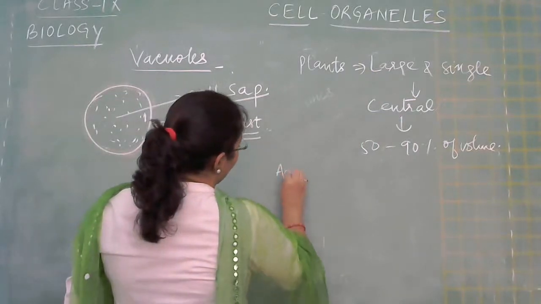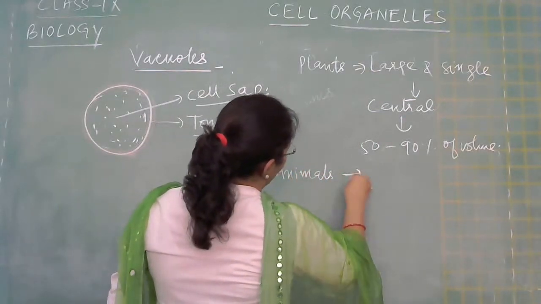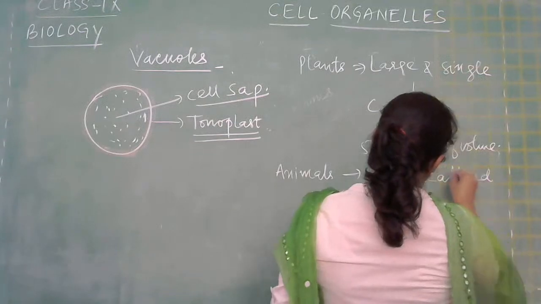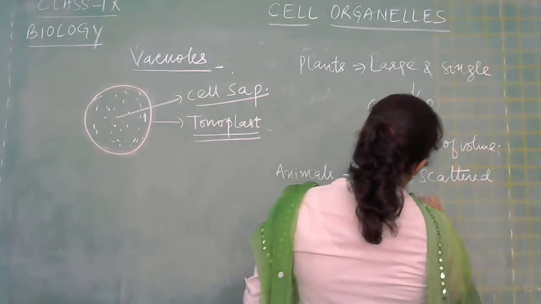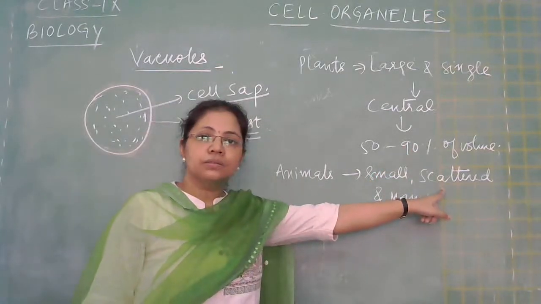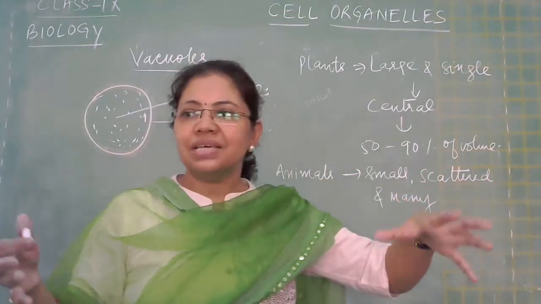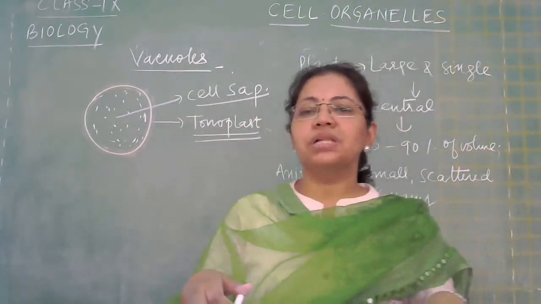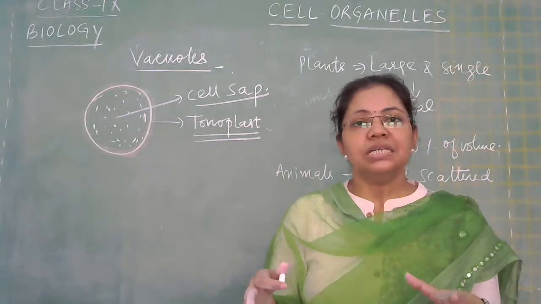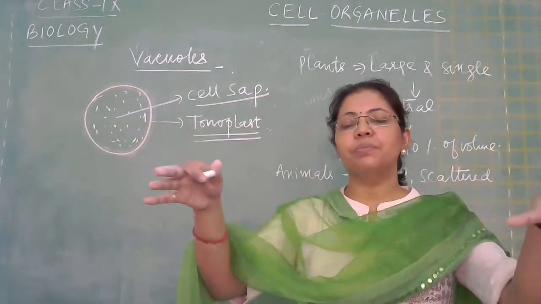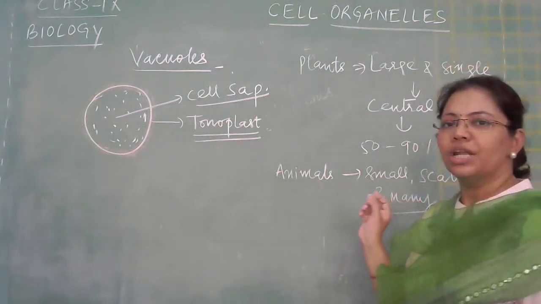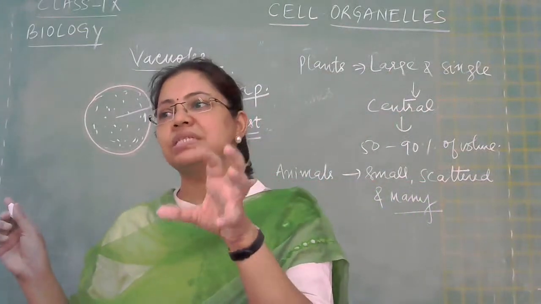Whereas in case of animals, these are small in size, scattered in position, and many in number. Scattered in position means in plant cell it is central in position, but in case of animal cells these are scattered, spread in almost every part of the cell. So we call it scattered. And many in number, not only one, there are many small vacuoles in the animal cell.